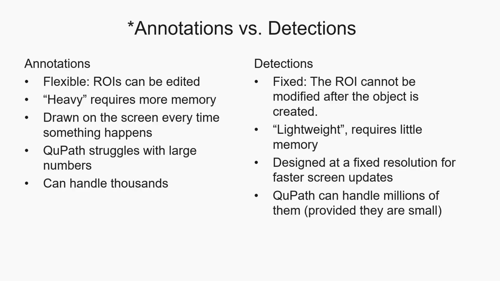Detections are different. Detections are designed for efficiency. Once created, their regions of interest are generally fixed and cannot be modified in the same way as annotations. Because they are lightweight and optimized for performance, QuPath can efficiently manage millions of detections, provided the objects remain relatively small, such as individual nuclei or cells. In practice, annotations are usually used to define regions for analysis, while detections represent individual objects identified within those regions.